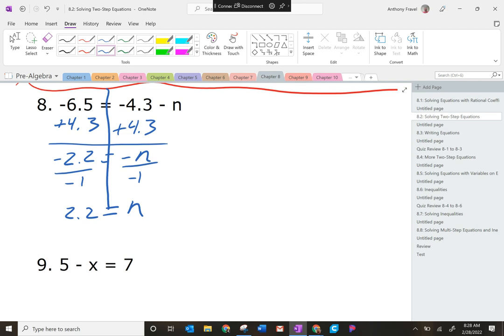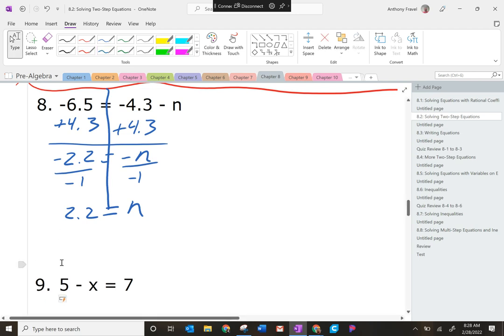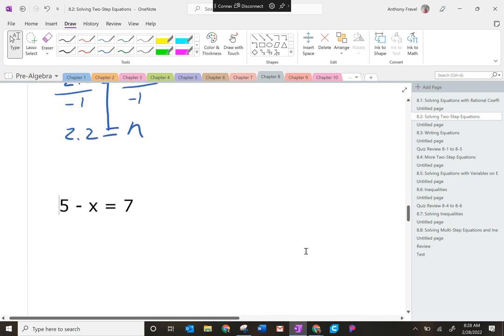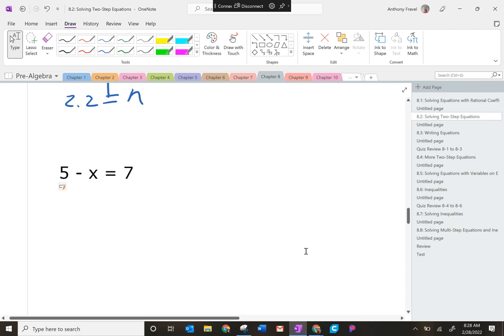I want you to try this one. I'm going to put a little extra enter in this line. It is not saying 9.5, it's just saying question number 9. So this one says 5 minus x equals 7. Go ahead and solve this one for me.